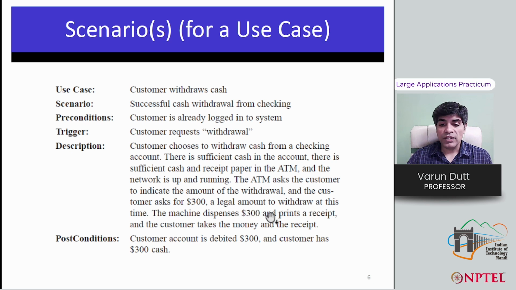The machine dispenses $300 and prints a receipt, and the customer takes the money and the receipt. So this is what happens in the scenario in the use case, and the customer account is debited $300 because it was withdrawn, and the customer has $300 cash in his hand.